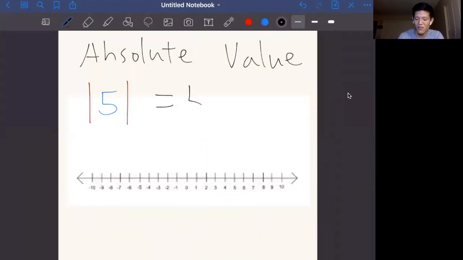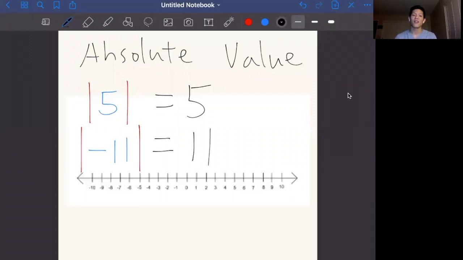That's 5, right? In the same way, if you have negative 11, and you see these 2 bars that's saying this is absolute value, you have to say this absolute value, which is distance or length between 0 and negative 11, is simply 11. You don't say negative 11. So like so, when you see the absolute value sign, it always has to be a positive number, okay? Positive number, because distance or length always has to be positive.